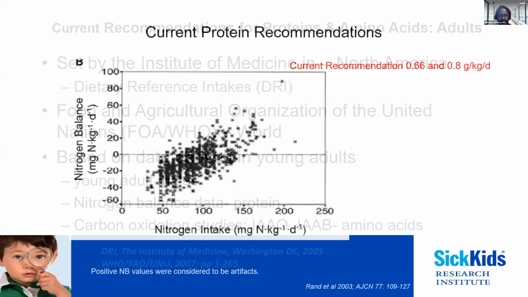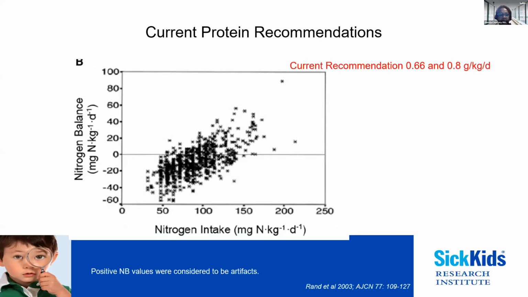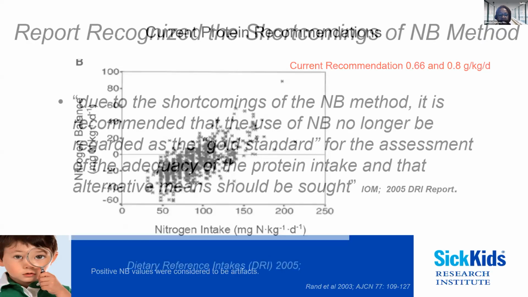And so the current protein requirement is based on a meta-analysis from Rand et al. of the world nitrogen balance data using linear regression analysis. And so the recommendations are set at 0.6 grams per kilo per day, which is the estimated average requirement, and 0.8 grams per kilo per day, which is the recommended dietary allowance.